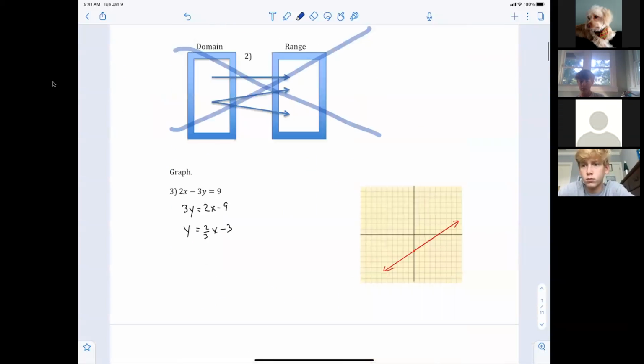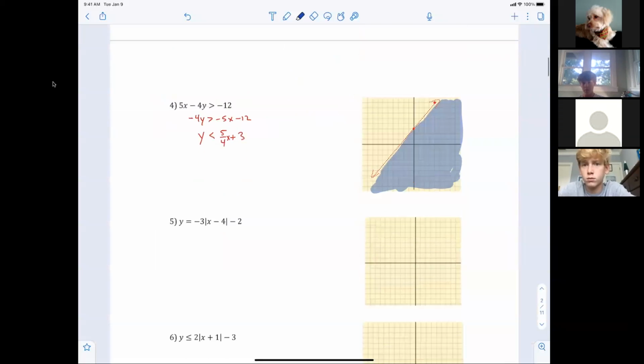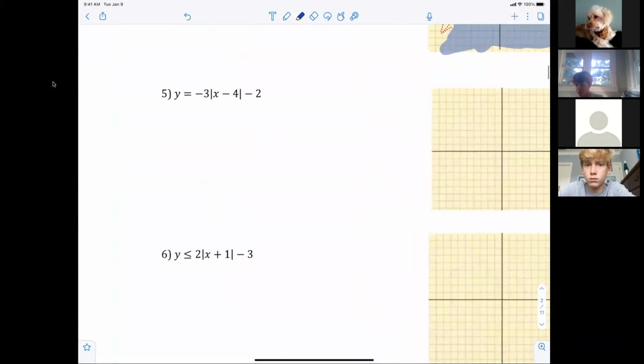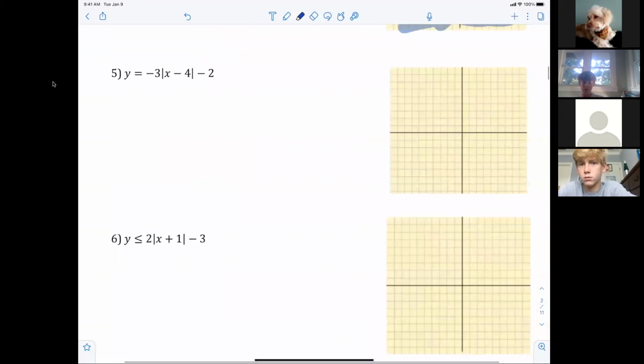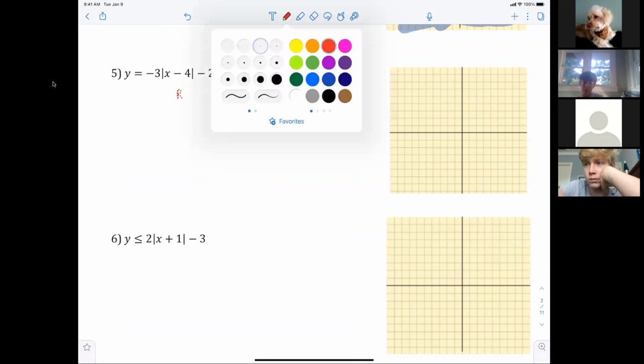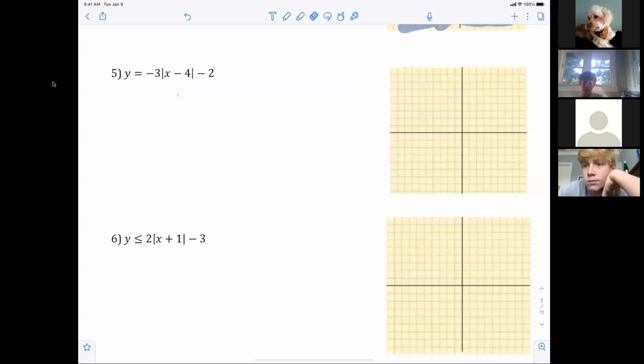Domain, graph for number 3, graph for number 4. All right, now for the absolute values. You're supposed to remember that, using the transformations, this is a shift to the what? Right. That's correct. Everybody needs to be able to tell me that. It's shifting to the right 4, and then down 2.